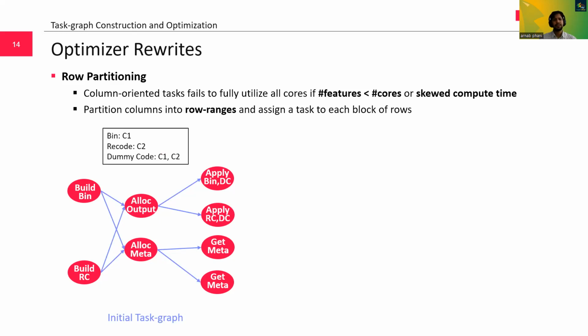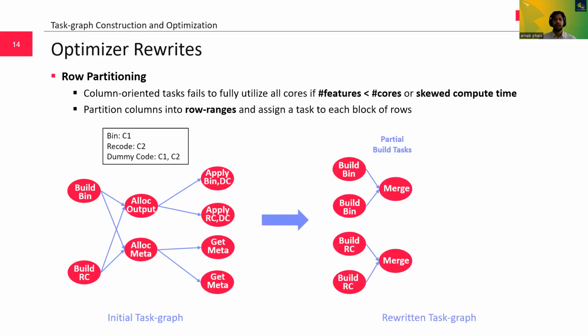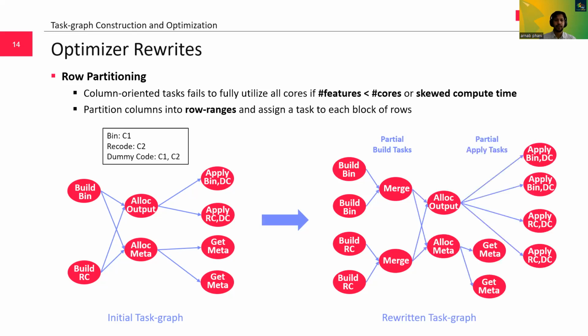Column-oriented task partitioning fails to fully utilize all the cores if the input has fewer features than available cores and if the compute time is skewed across columns due to varying numbers of distinct items. To exploit available parallelism better, we additionally partition a column into multiple row ranges and assign a task to each block of rows. In this example, we partition each build task into two partial build tasks and schedule a new merge task to merge the private dictionaries. Similarly, we partition each apply task into two.